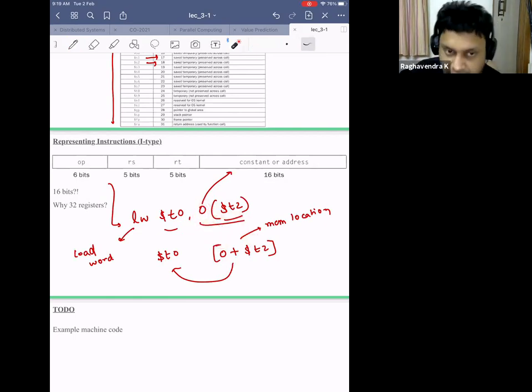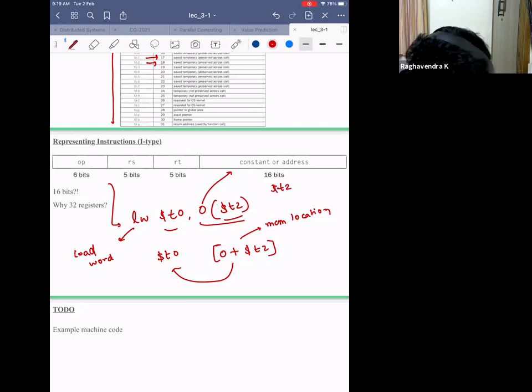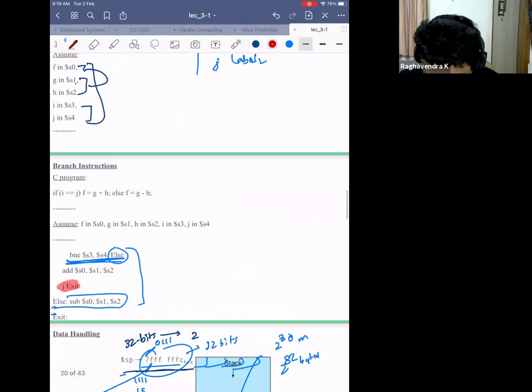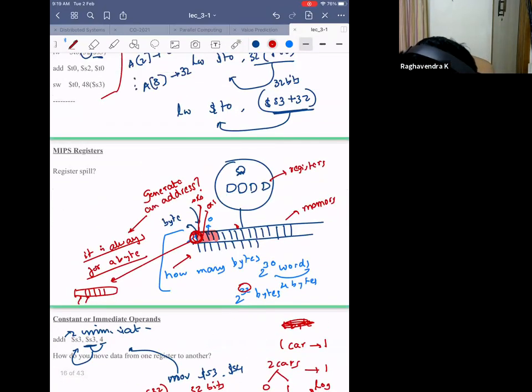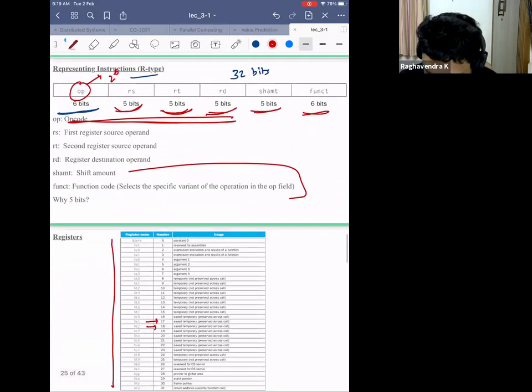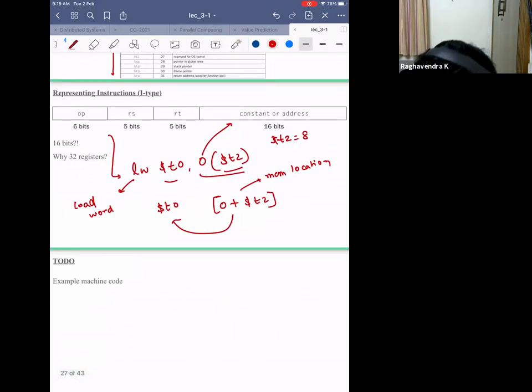So if T2 had 3, then I would go to the third byte. Let's say T2 was 8. Then which byte do I go to? I go to the 8th byte. Somewhere here in this memory we go to the 8th byte. So I do 8 plus 0, so it is the 8th byte. This means that I'm loading not 8, but whatever is there in the 8th byte.